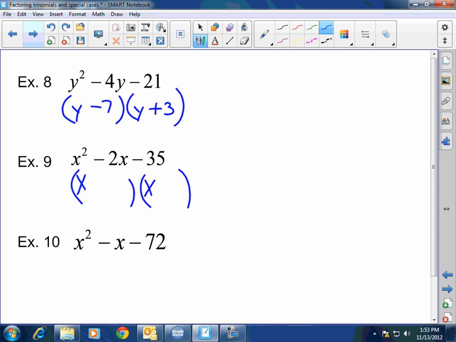X and X, negative 7 and positive 5. Negative 7 times 5 is negative 35. Negative 7 plus 5 is negative 2. Fantastic. How about over here? We got our setup.